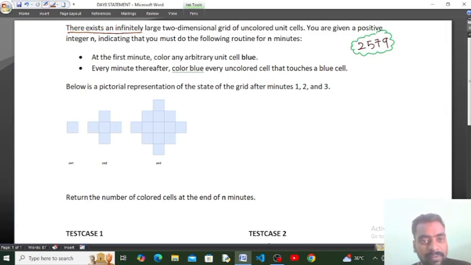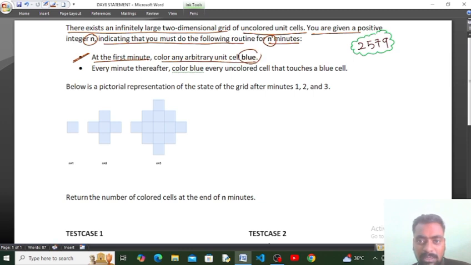There exists an infinitely large two-dimensional grid of uncolored unit cells. So we have a two-dimensional grid and each cell is uncolored initially. You are given a positive integer n, denoting that you must do the following routine for n minutes. Here n denotes the number of minutes, or you can say time. And the routine is what? First point: at the first minute, color any arbitrary unit cell blue. Out of infinite unit cells, you can color any cell blue.